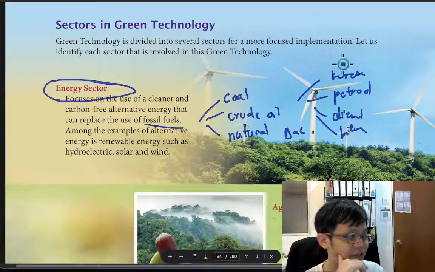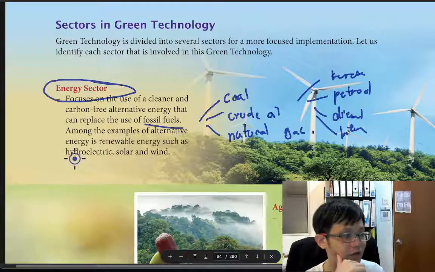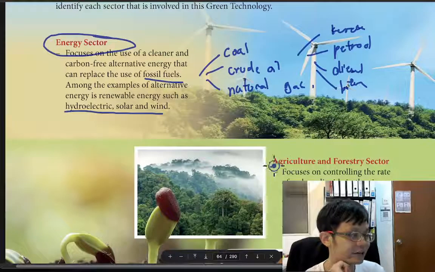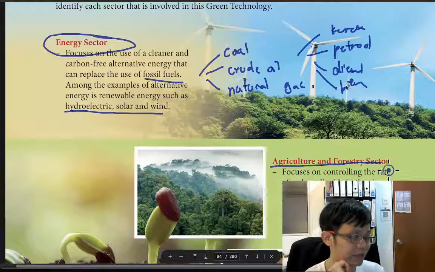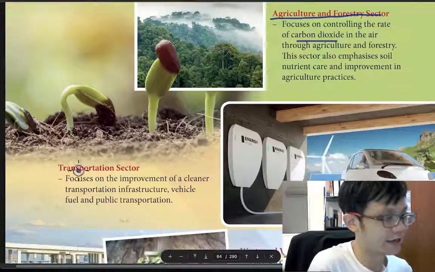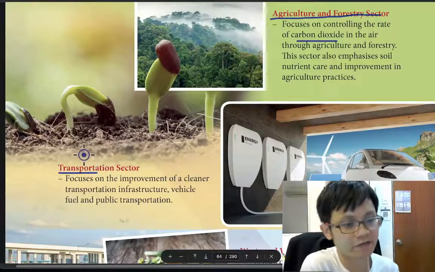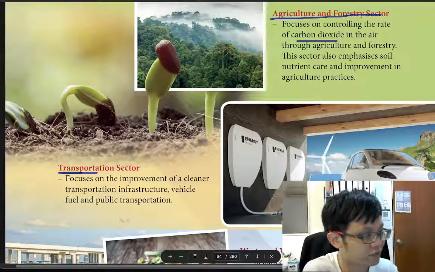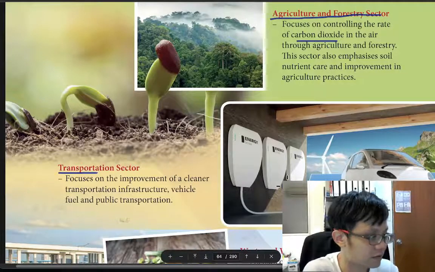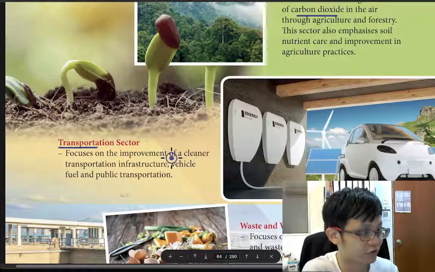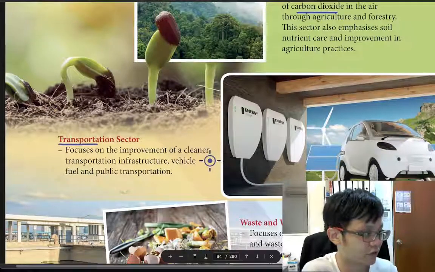So for the energy sector, you want to reduce this and you want to promote hydroelectric, solar and wind. For agriculture, you want more trees because you want to reduce the carbon dioxide. So you want to take care of the trees. Another one, transportation. One of the major contributions to carbon is probably the transport and also the factory. So you might want to use electric for transportation.